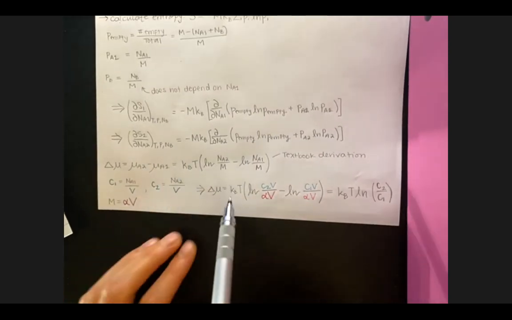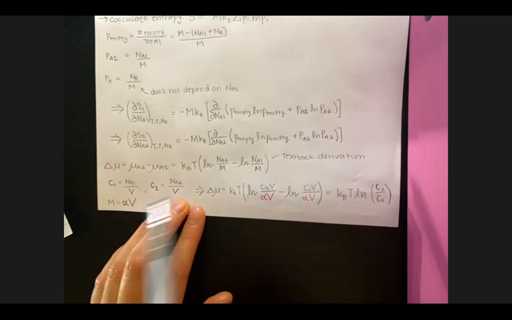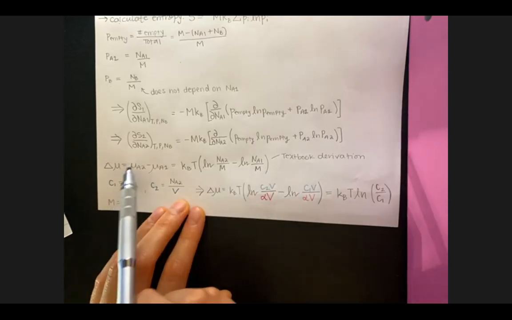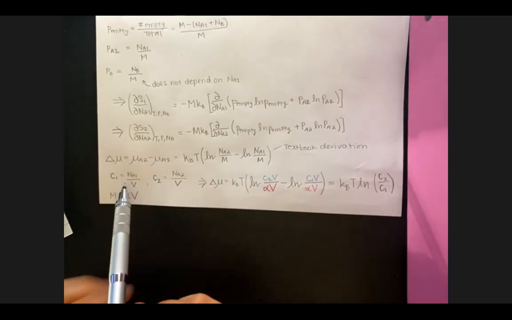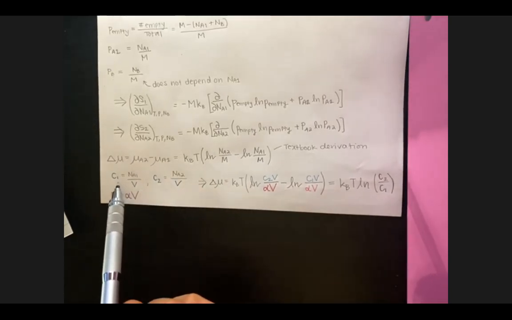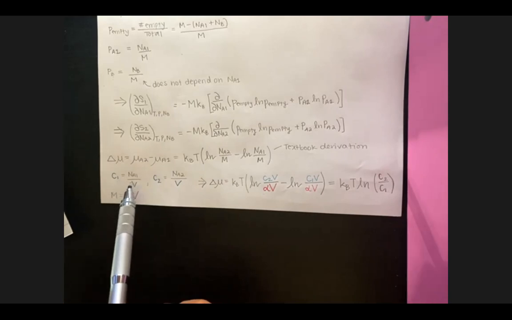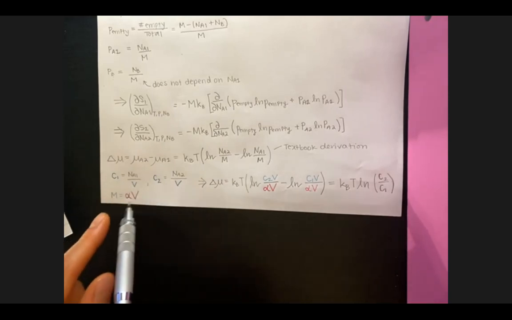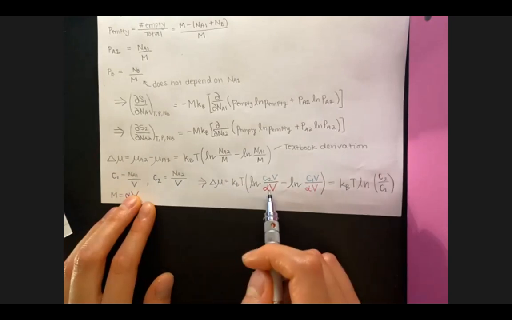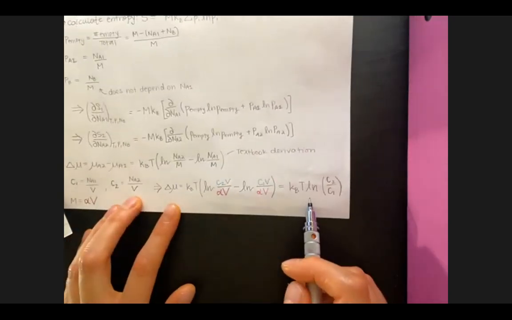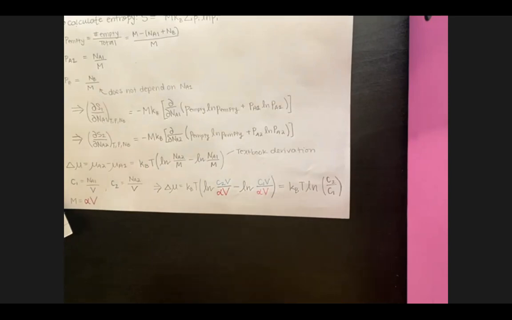And your textbook goes into how to get this equation here, so you can look into that if you like. But here we have the concentration in 1 is going to be the number of solute over the volume, same for 2. And then the number of grid boxes is going to be proportional to the volume with some proportionality constant alpha. And so when you substitute these things in, this is the equation you get, and then you end up with our final equation here.